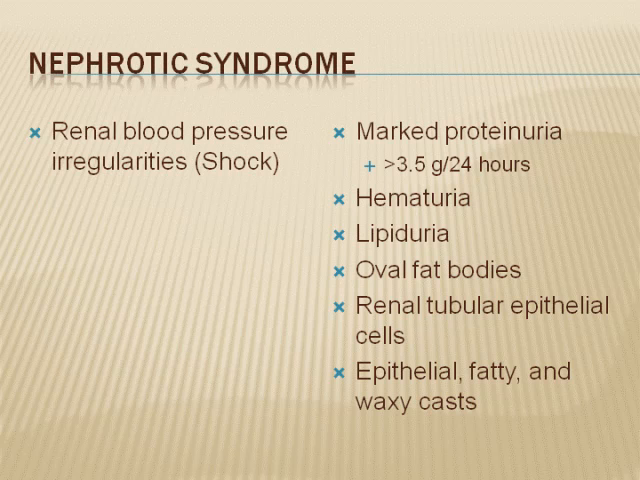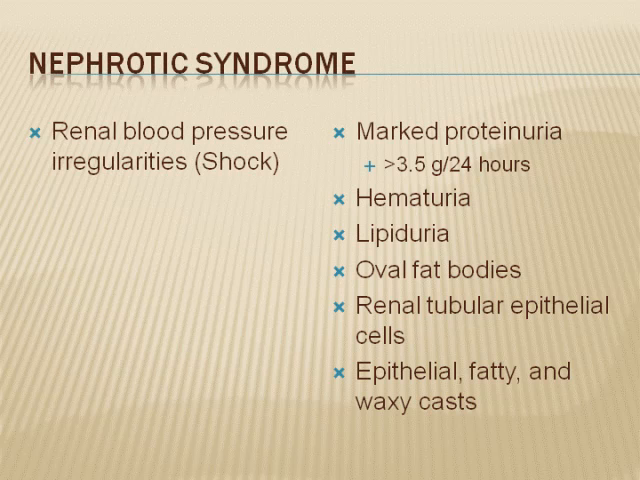Nephrotic syndrome. This is when a person has irregularities in their blood pressure, usually massive irregularities like going into shock. With nephrotic syndrome, the urinalysis is going to reveal marked proteinuria. We're talking massive amounts of protein in the urine, greater than 3.5 grams per 24 hours. So that is one thing that you want to look for when you're taking a look at case studies and scenarios for your boards and exams, is that protein. How much protein is there? If they say a lot, you probably want to start thinking about nephrotic syndrome.